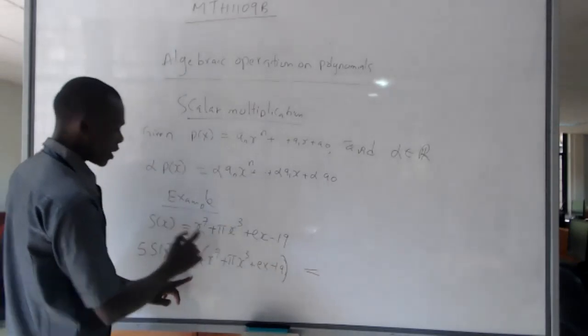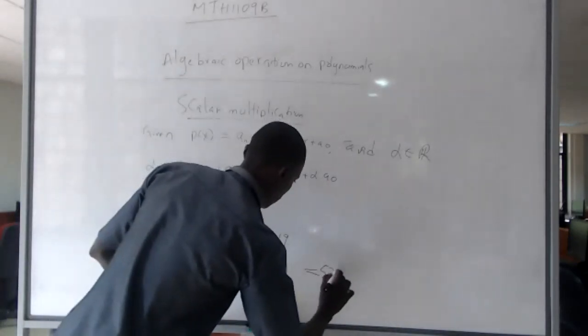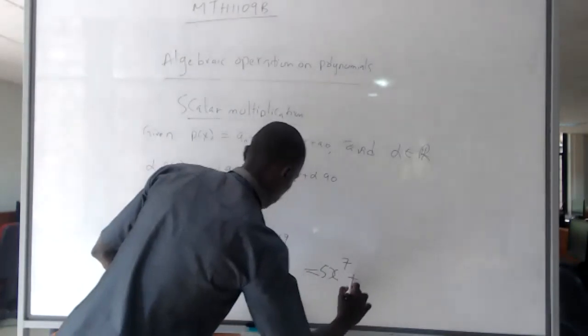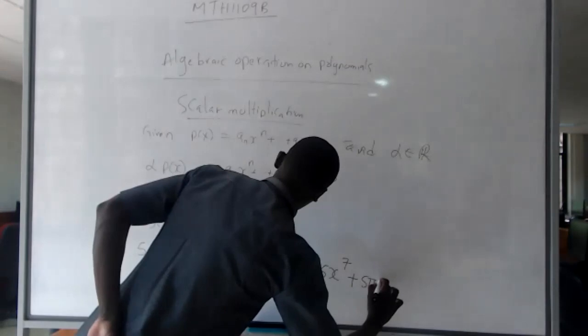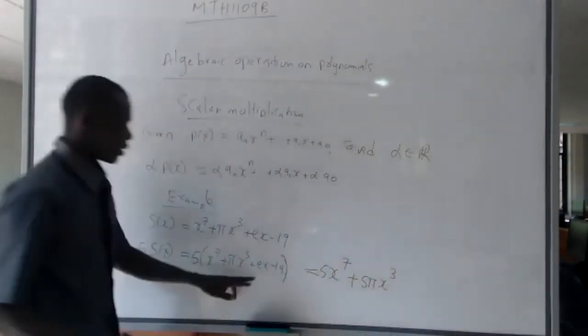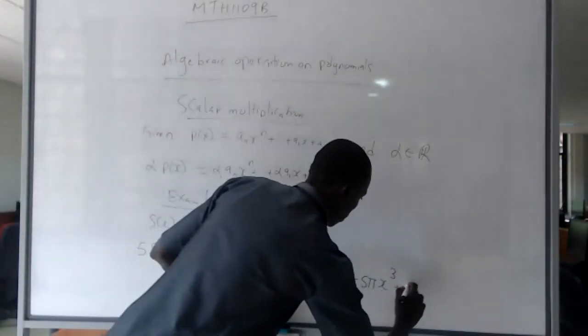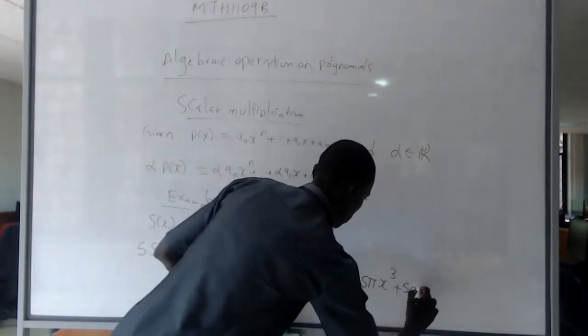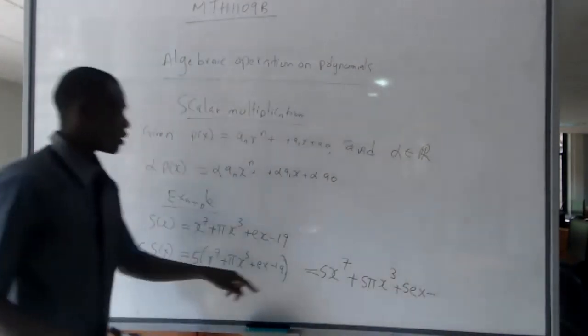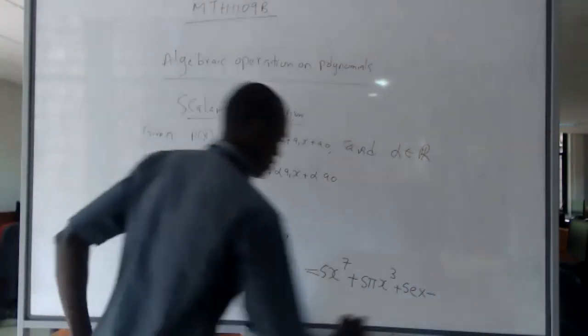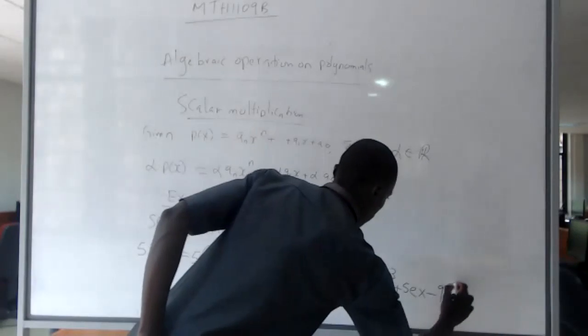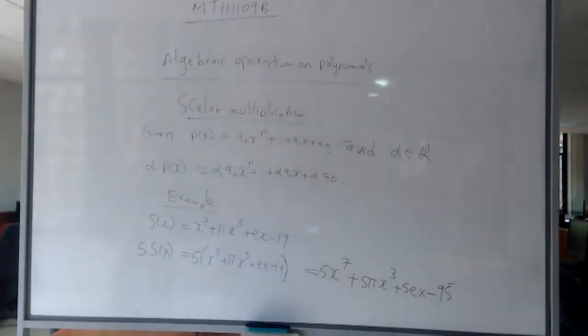So the coefficient here is 1 times 5, get 5, x to the 7. This is pi, so we get 5 pi x cubed. This is e, so we get 5e x minus 19. What is 19 times 5? 95. Very simple. Just multiply each coefficient by the scalar.